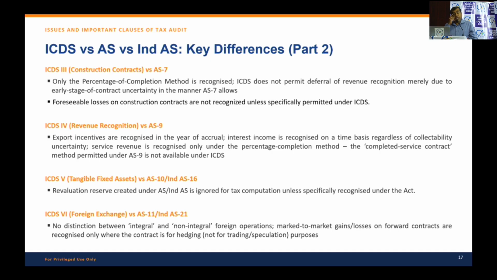ICDS 3 generally recognizes only POCM, whereas Accounting Standard 7 has a possibility of a deferral revenue recognition method, depending on, like, if there are early stage contracts. Then under AS 7 you may have some liberty to not recognize the revenue, but there is no such possibility as far as ICDS 3 is concerned. So this is one area where one will have to be careful.